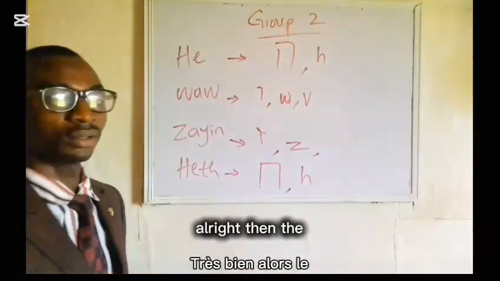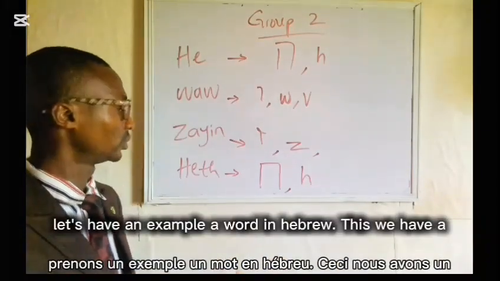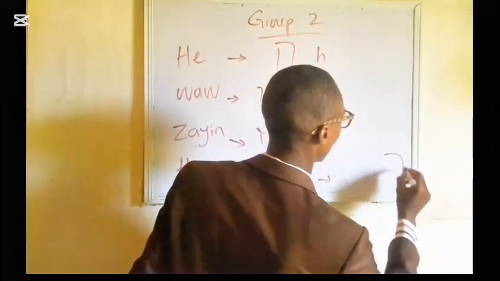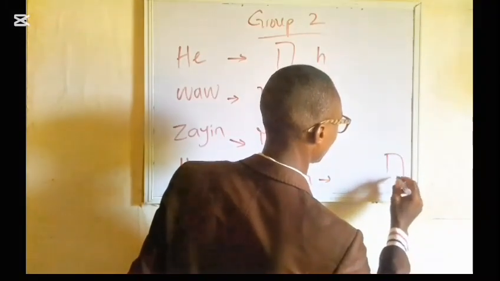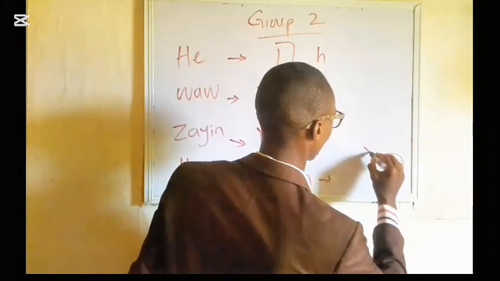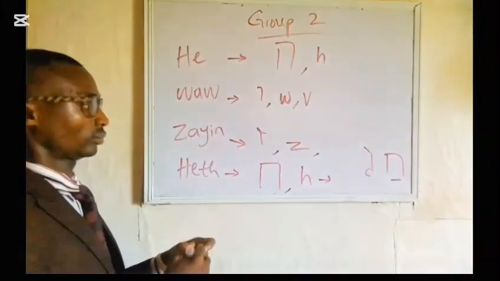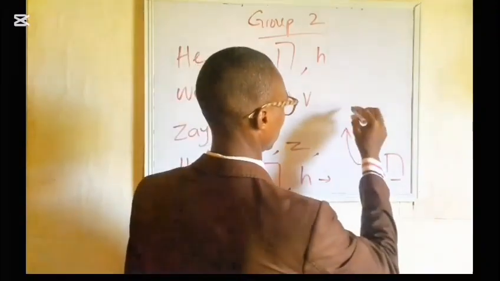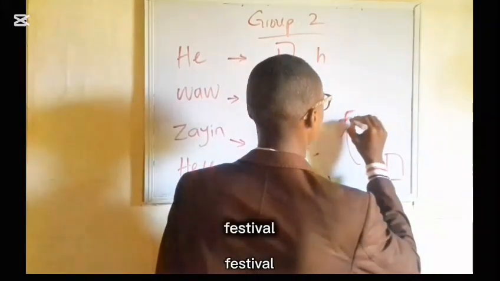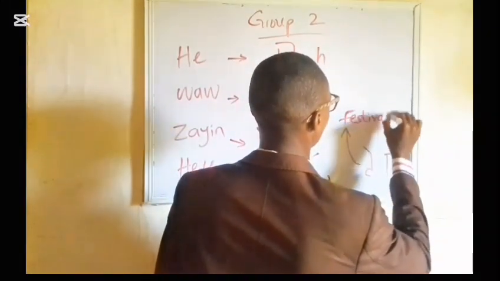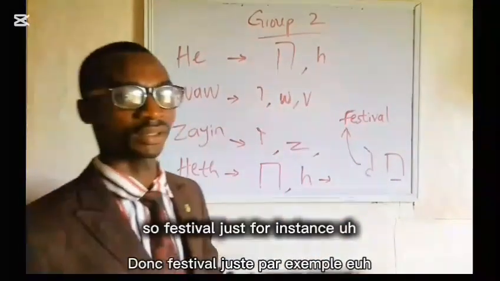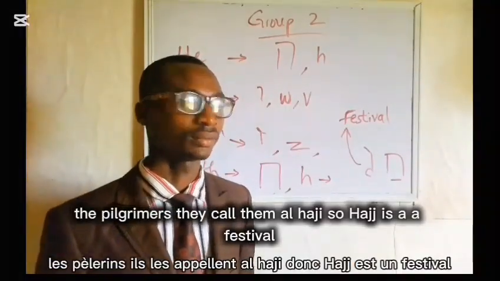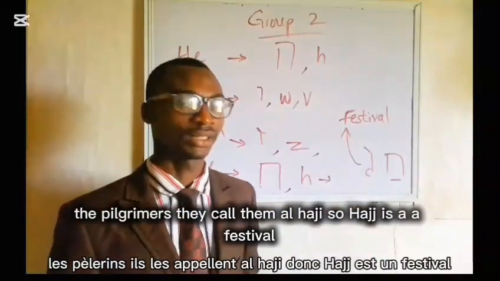Then let's have an example, a word in Hebrew, to buttress this. We have chag. Chag means festival. So festival, just for instance, the pilgrims, they call it Hajj. So chag is a festival.